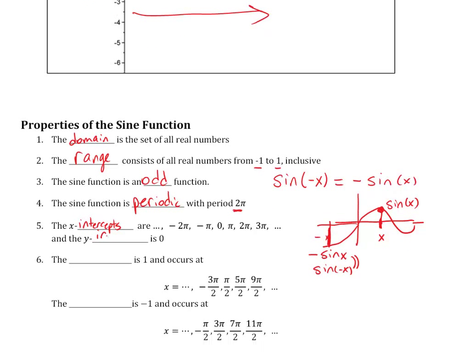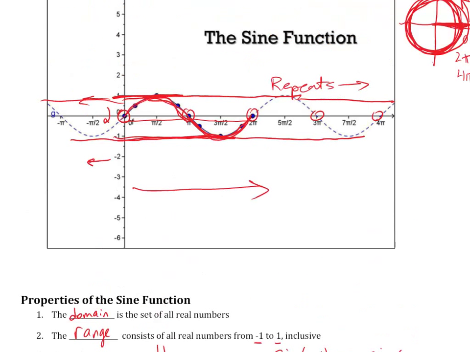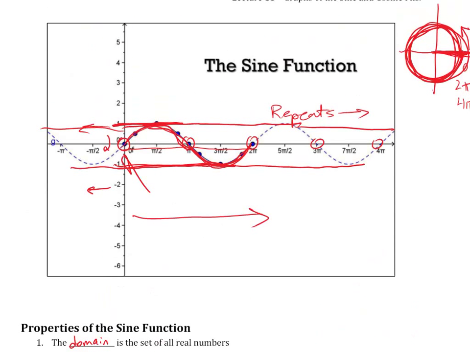The y-intercept is 0. So on this picture right here is the y-intercept, because that's where it crosses the y-axis.